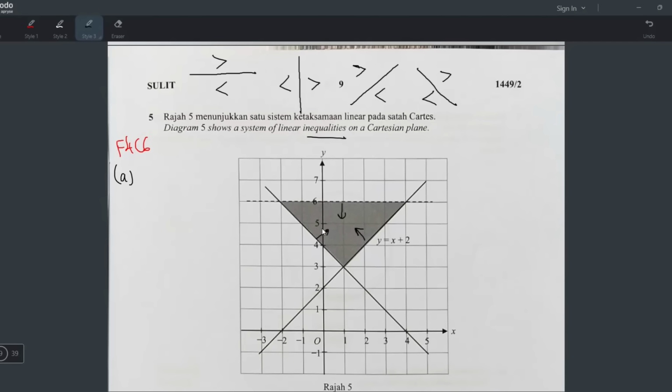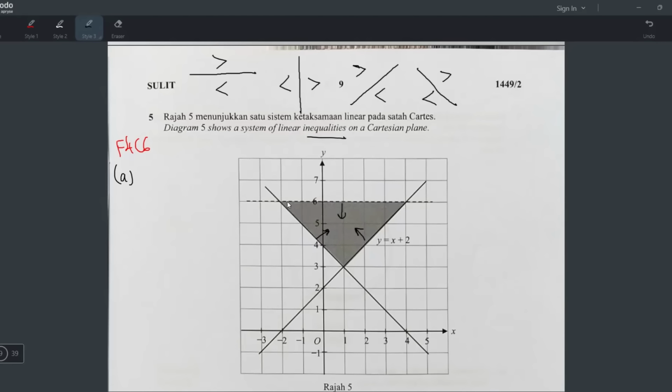Okay, because it's a second line and the shaded region is above the line. So again, this one smaller, this one bigger, this one bigger. But now I cannot write the smaller bigger first because I don't have the equation of the line. So my job now is to find out the equation of these three lines first, right? So how to find out the equation of this line?